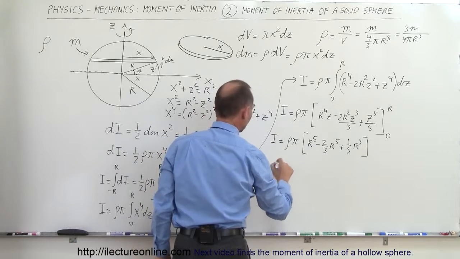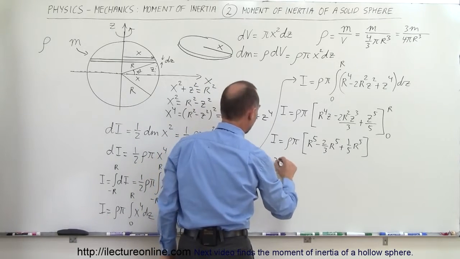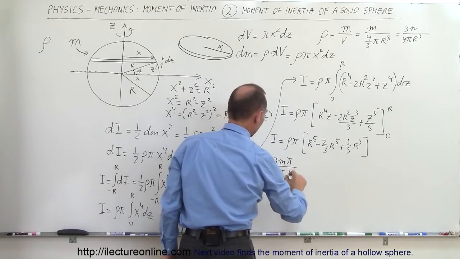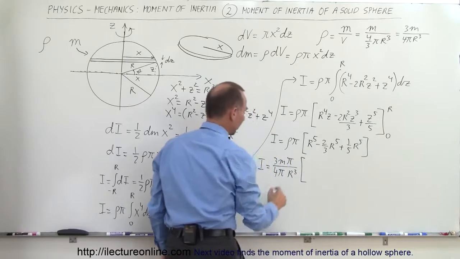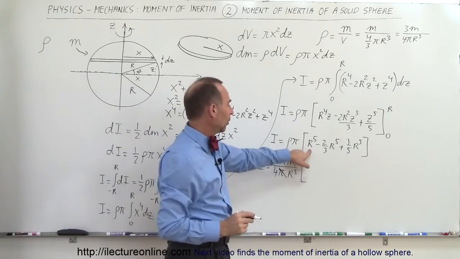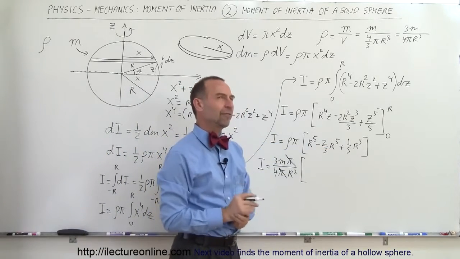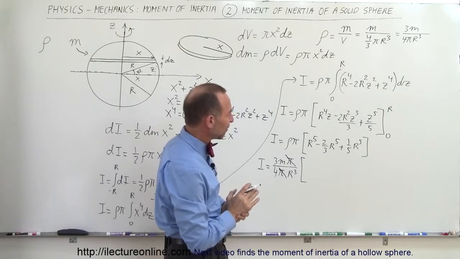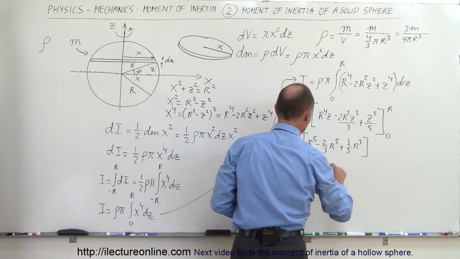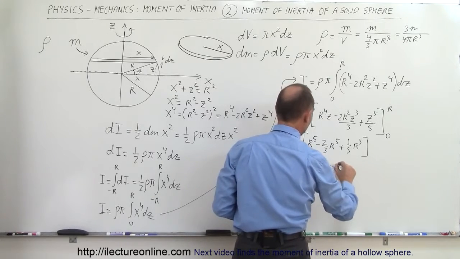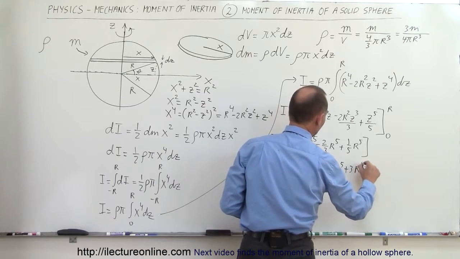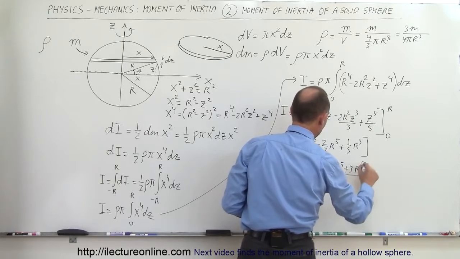So we have I is equal to, instead of rho, we're going to write 3m, with the pi in the numerator, divided by 4 pi r cubed times, notice the pi's cancel out, so I'll go ahead and get rid of that for now. Now here we have r to the fifth times 1 minus 2/3 plus 1/5, so we need to find the common denominator. The common denominator would be 15, so it gives us 15 r to the fifth minus, 3 goes into 15 5 times, that would be 10 r to the fifth, and that goes into 15 3 times, plus 3 r to the fifth, the whole thing divided by 15.